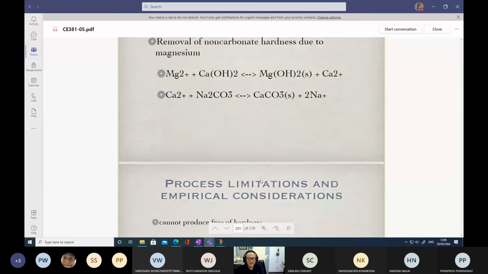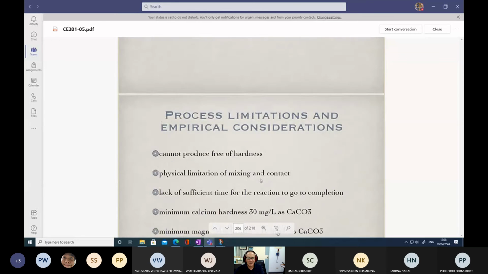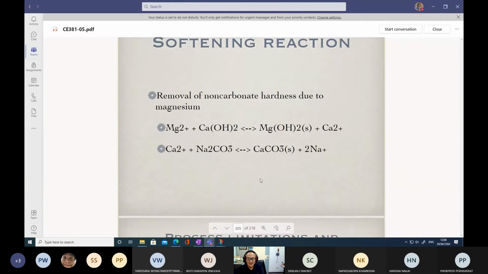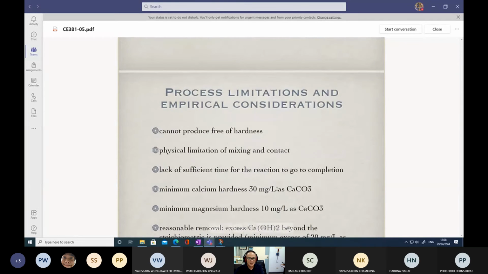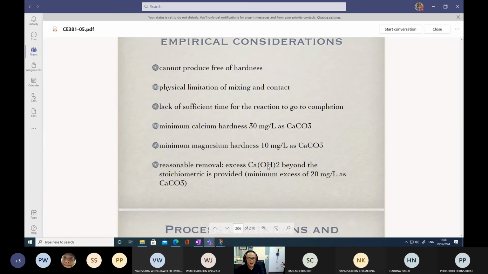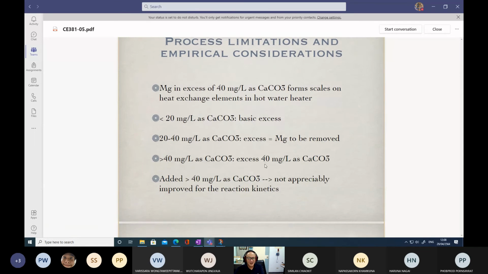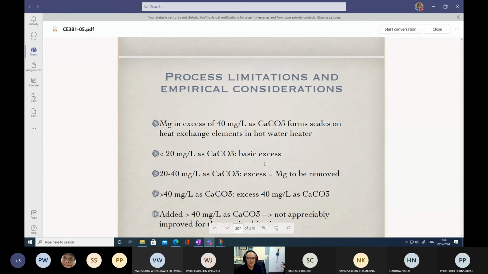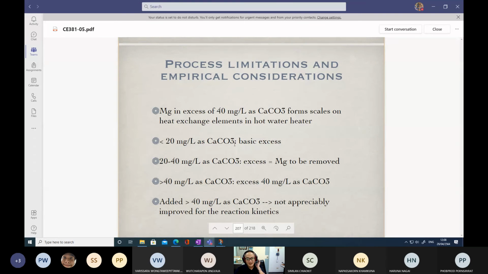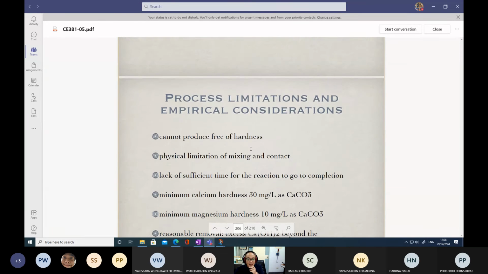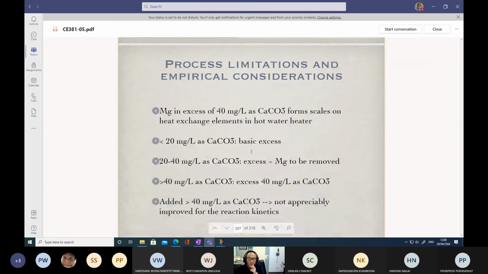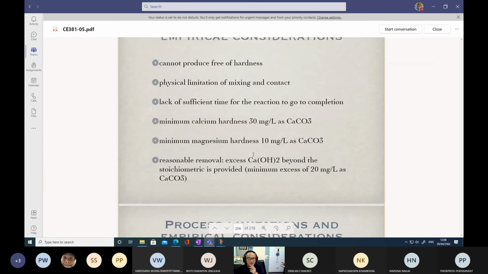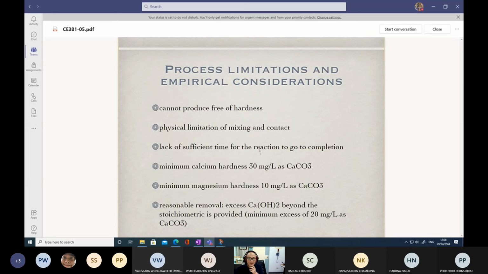So according to this reaction, we have to add lime. Okay, so this is the amount of lime required. Before we talk about the amounts of lime required, these are the summaries of the process limitation.